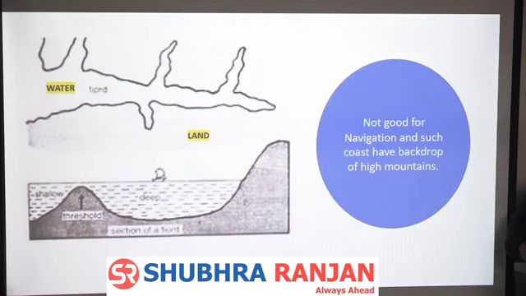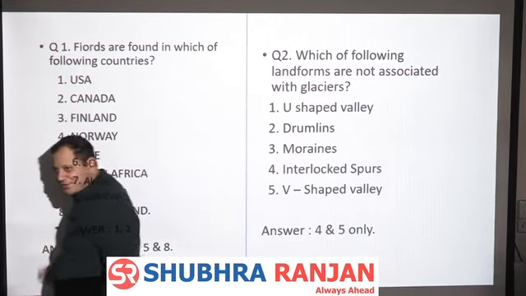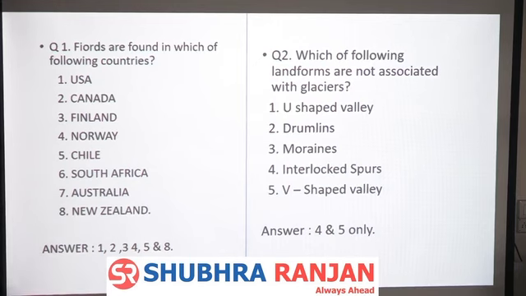So his question is this: which of the following countries will be having fjords? USA? Yes. Alaska. कहीं पे भी higher latitude, it will be having fjords. Canada? Yes. Finland? Yes. Norway? Chile? Look at Chile. Chile is the southernmost. नीचे Antarctic, the Argentina, Chile. Chile tip है. South Africa?